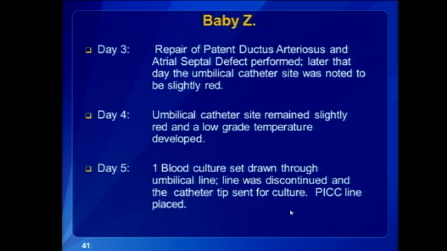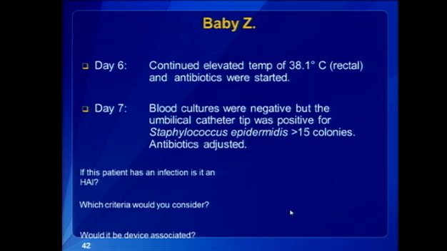They then placed a PICC line. On day 6, the patient continued to have elevated temps. It reached as high as 38.1 degrees Celsius rectal, and they started antibiotics. And on the 7th day, the blood cultures were negative, but the umbilical catheter tip was positive for staph epidermidis, more than 15 colonies, and they adjusted the antibiotics.